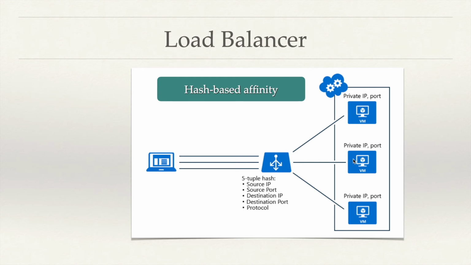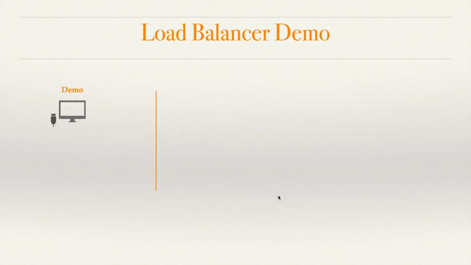Similar to that, there is another affinity option available, which is the source-based affinity. In that case, it doesn't use the source and destination port, but it just uses the source IP and the destination IP. So this one and this one. That is called the source-based affinity topology, in which it routes the traffic. So these are the two different routing topologies.